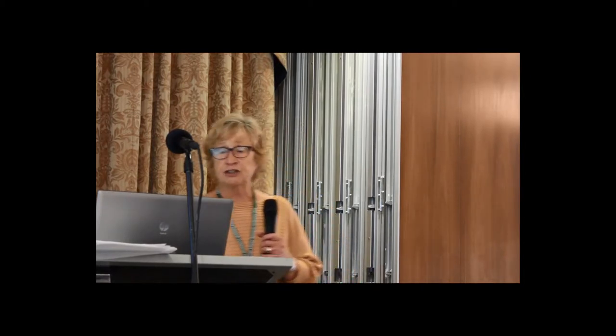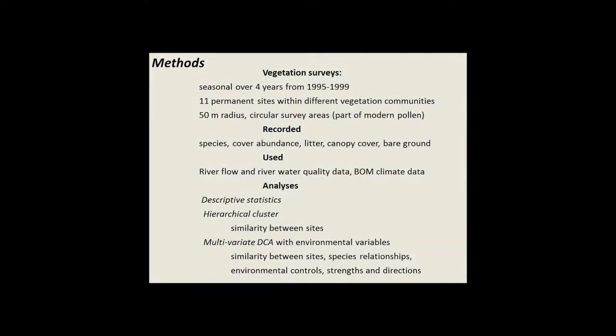So what did I do? I sampled the vegetation over 4 years, between 1995 and 1999, and this seems to fill in a bit of a gap that's around in the vegetation. I used 11 permanent sites. The large survey sampling site that I used was because I was testing modern pollen transport theory methods that were devised in Europe to see how the vegetation, where the pollen was coming from within the vegetation. So that's why it's rather an unusual quadrat.